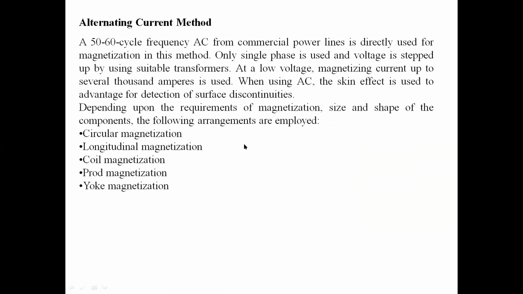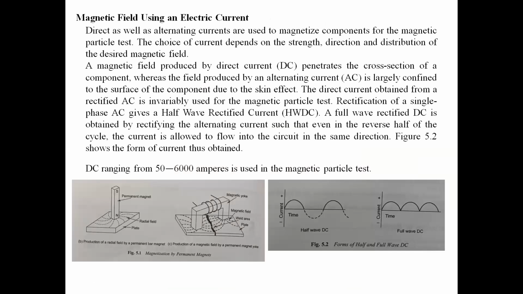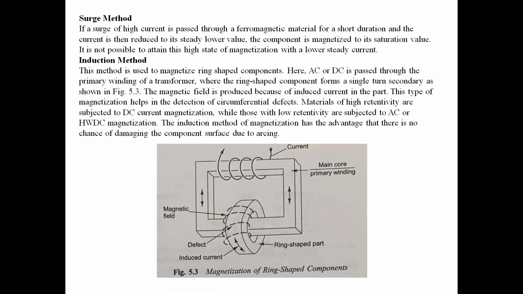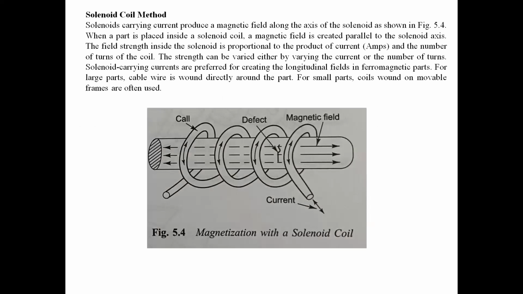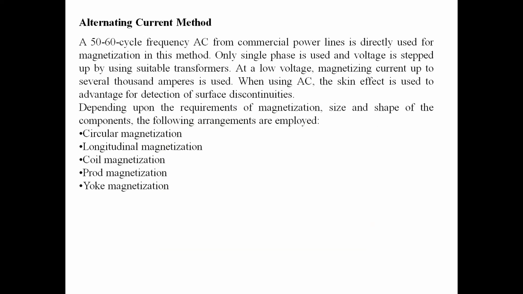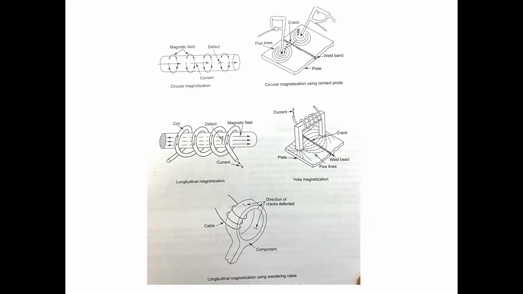What are the different methods? By using DC current we can magnetize the material. By using AC current we can magnetize the material. In the surge method, by supplying high voltage and high current, we can magnetize the material. By using the transformer principle we can produce the magnetic field by the induction method. And one more method, the solenoid coil method. By using this method also we can produce the magnetic field lines in the component. These are the different alternating current methods we can use for magnetization of the material.